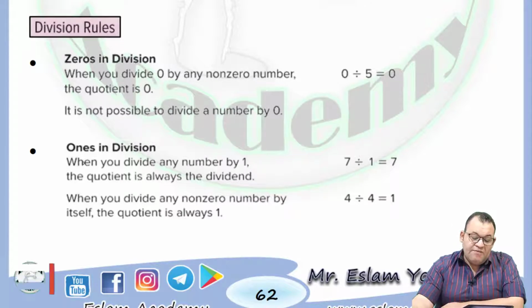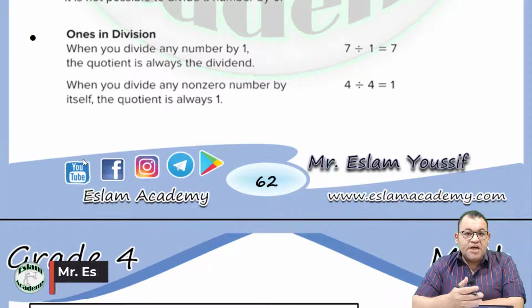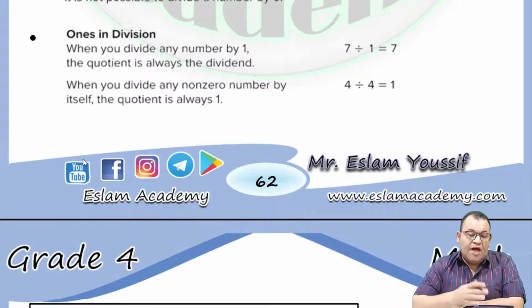Another one we have here is division by 1. We have two cases in division by 1. If you divide any number by itself, the answer will equal 1. And when you divide any number by 1, the answer will be the same number. That's defined by 1 in division. 7 divided by 1 equals 7, and 4 divided by 4 equals 1.